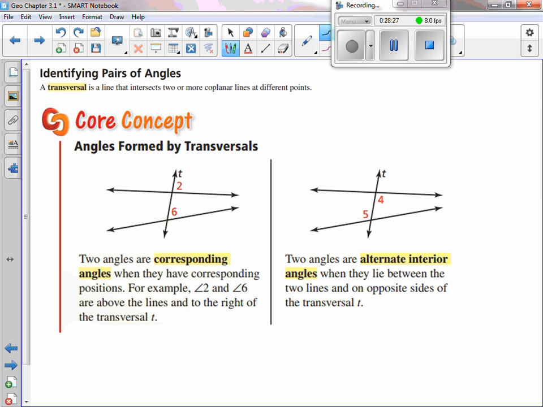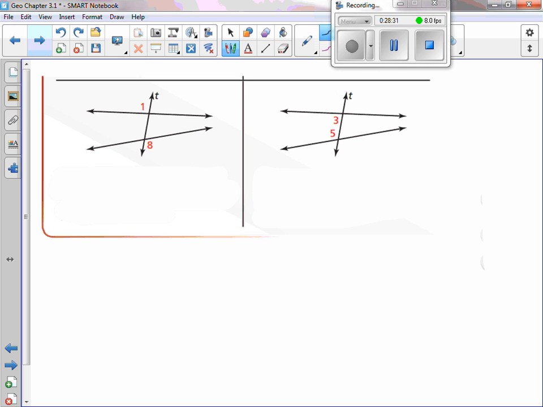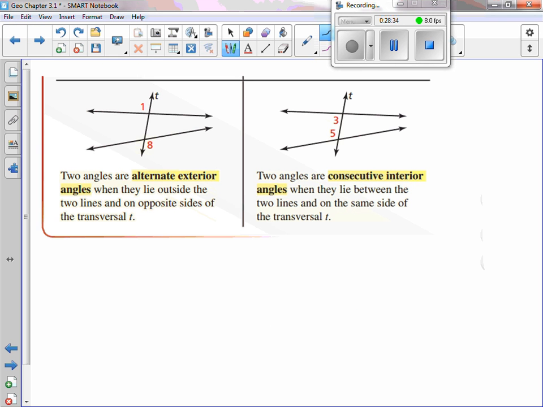We good with these two here? Because we got two more. Alternate exterior: when two angles lie outside the two lines and on opposite sides of a transversal, they are alternate exterior. Consecutive interior: they lie between the two lines and on the same side of the transversal. Alternate exterior, so they're outside and on opposite sides of that transversal, the line that cuts the two lines.